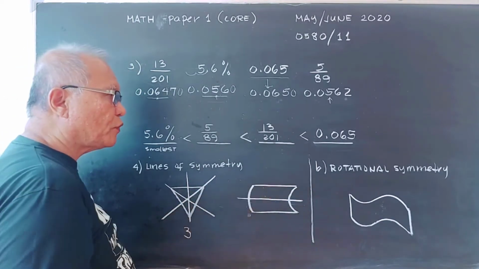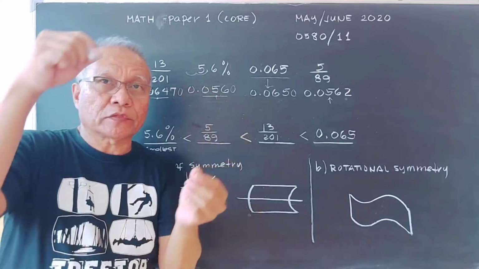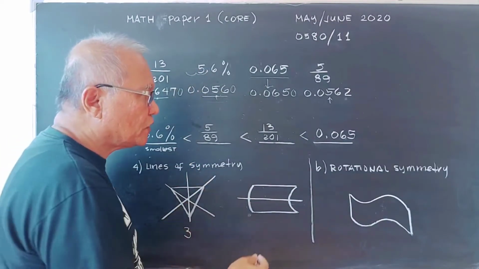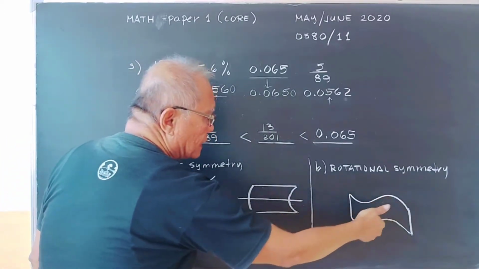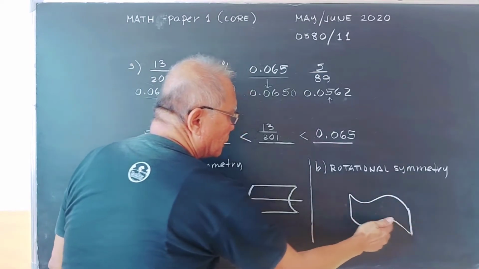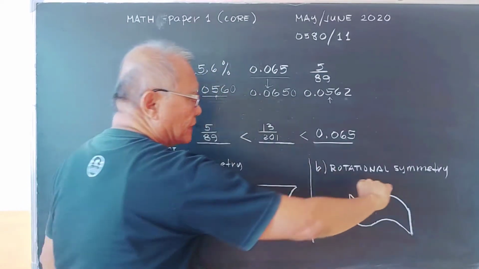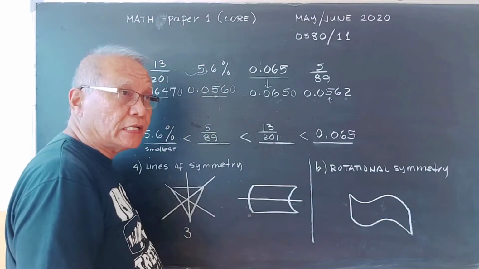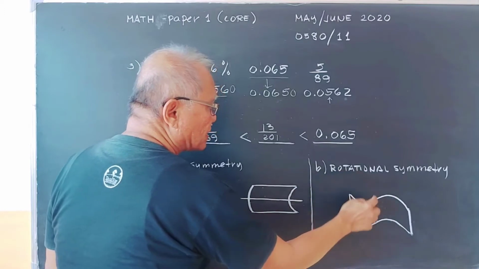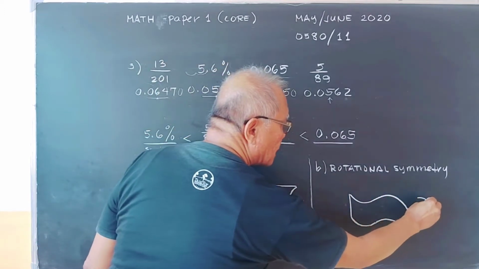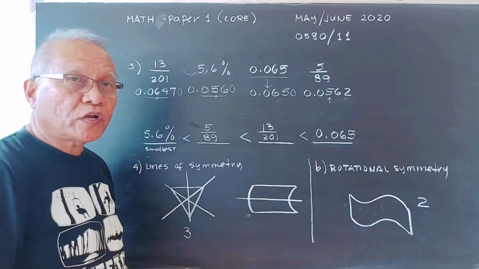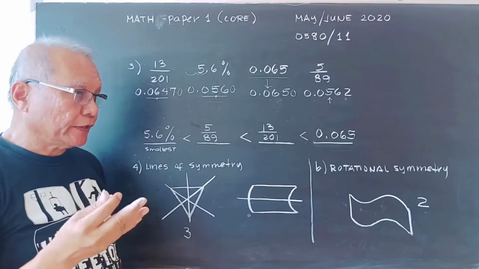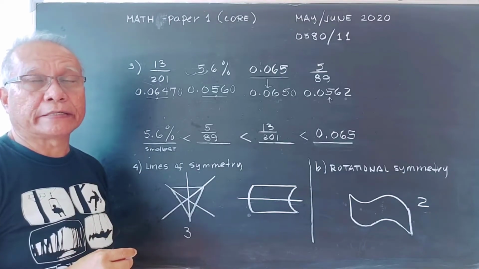For letter B, we have the rotational symmetry. We rotate it usually in a clockwise direction. So when we rotate this one, this one will go there and this one will go here. So that is one, and then another one, and this one will return back to its original position. Therefore, the rotational symmetry of this figure is 2. We don't have a rotational symmetry of 1. Usually it starts with 2 or 3 or 4, but not 1.